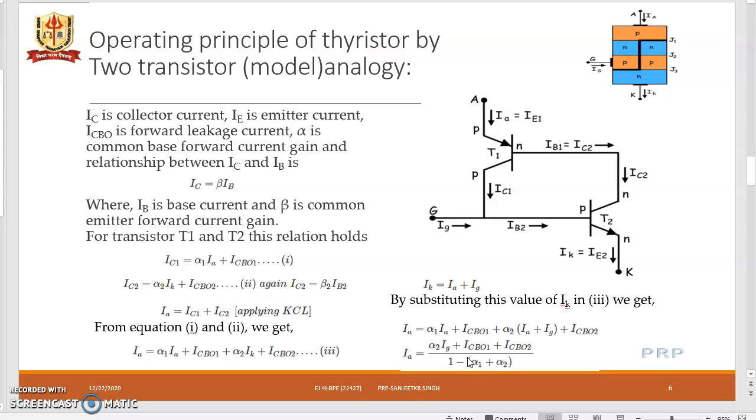So if we are increasing this value, alpha 1 and alpha 2, the forward current gain of the common base configuration, then 1 minus (alpha 1 plus alpha 2) will approach 0. If alpha 1 plus alpha 2 is exactly equal to 1, then the denominator will be 0 and IA will result in infinite current that will damage the SCR. So it is not made exactly 1 but slightly less than 1, and in this way we can increase the anode current.